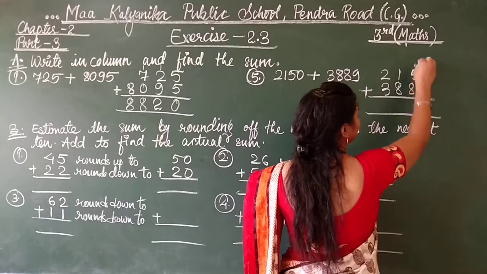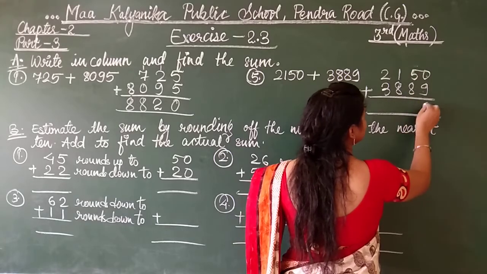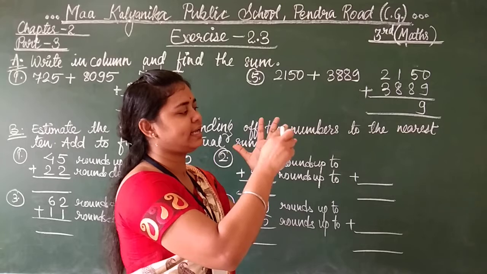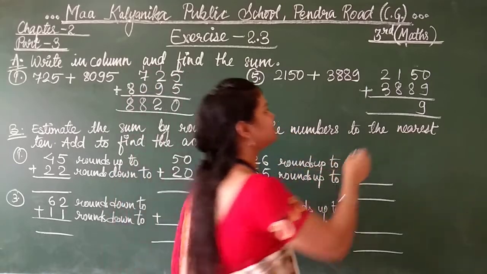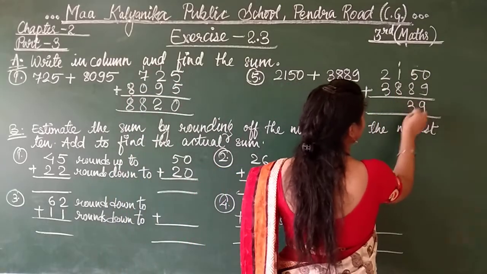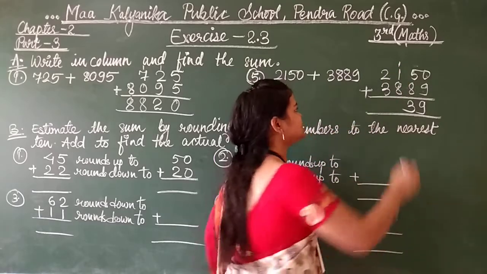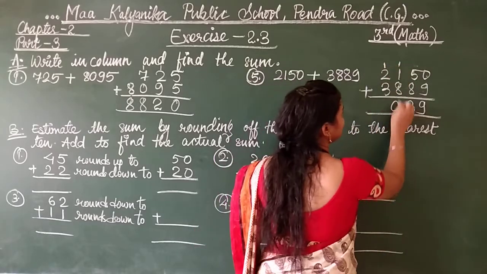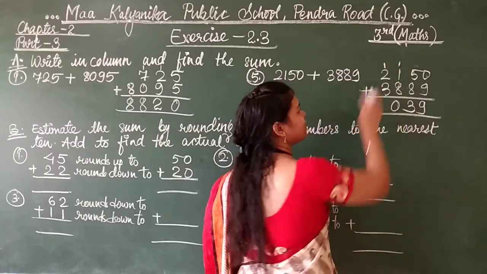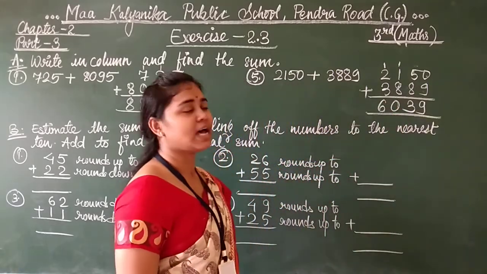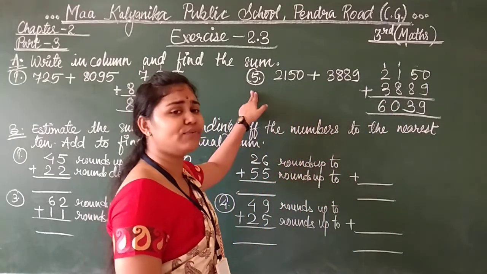Now 9 plus 0 is 9. 8 plus 5, 8 plus 5, 8, 9, 10, 11, 12, 13. Forward counting, okay? 13. Now 8 plus 1 and 1, 2. 8 plus 2 is 10. 1, 0. Now 3 plus 2, 5. 5 plus 1, 6. Yes, very good. So 6039 is your fifth answer.